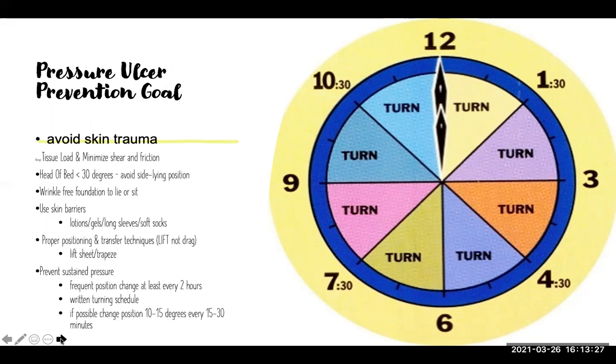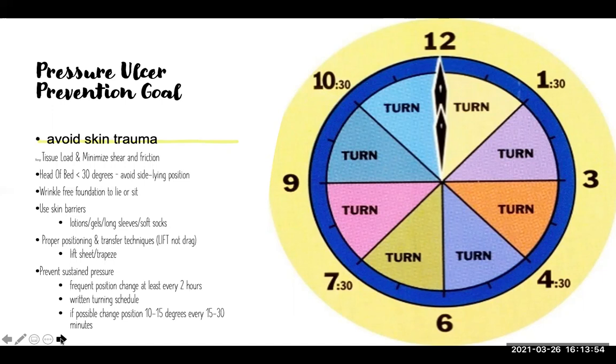Wrinkle-free foundation. So wrinkles in the sheets that they lie under can become pressure points and cause skin breakdown. So it's important to make sure that the sheets even underneath them are flat and wrinkle-free. The use of skin barriers like lotion gels and sleeves, even socks, can help protect the skin from friction and shearing as we move them in the bed.